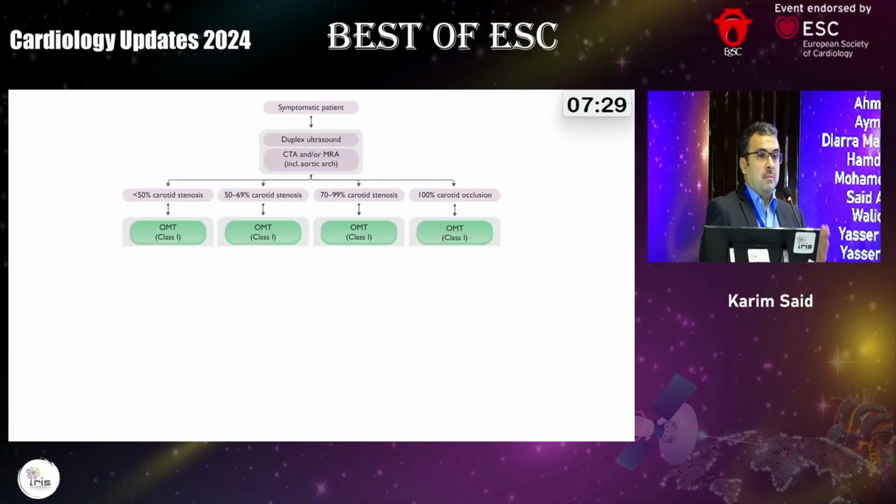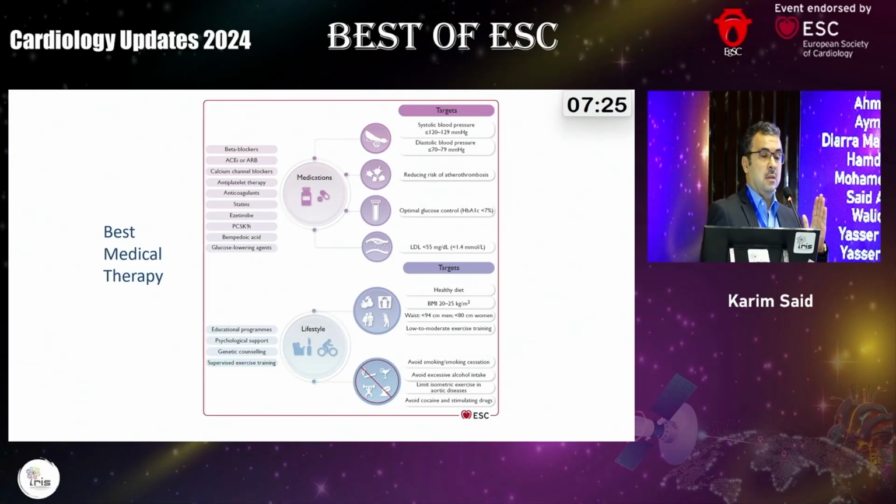First, we should offer medical treatment. It is a class 1 recommendation with good blood pressure control, lipid lowering down to 55 milligrams per deciliter, among others. And here is a message. For decades, it was thought that lowering blood pressure in patients with severe carotid artery stenosis is not recommended. No, we can go by the guidelines, but avoid aggressive lowering.